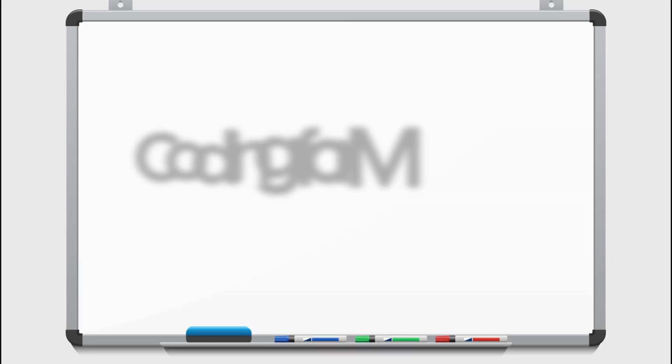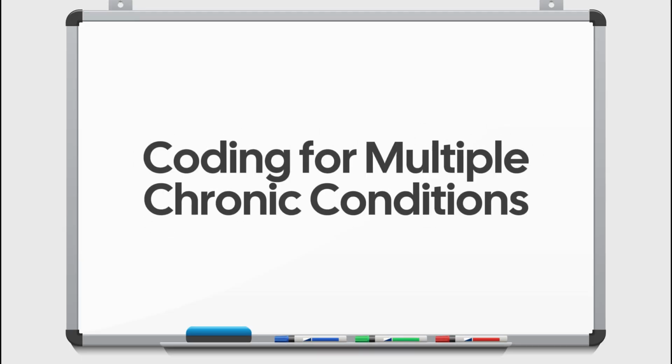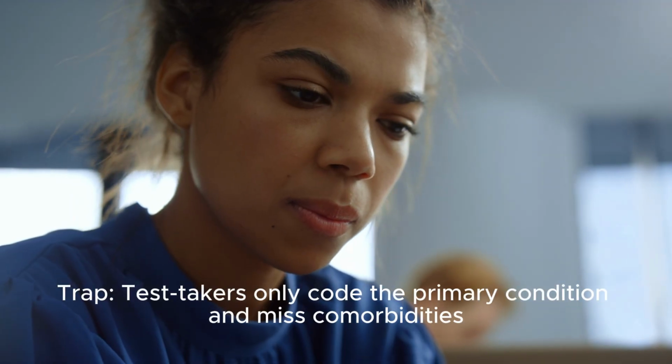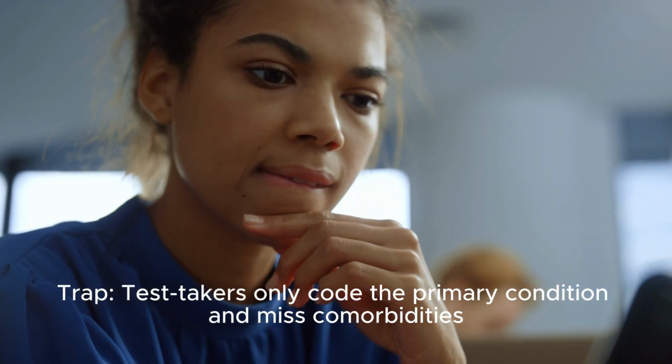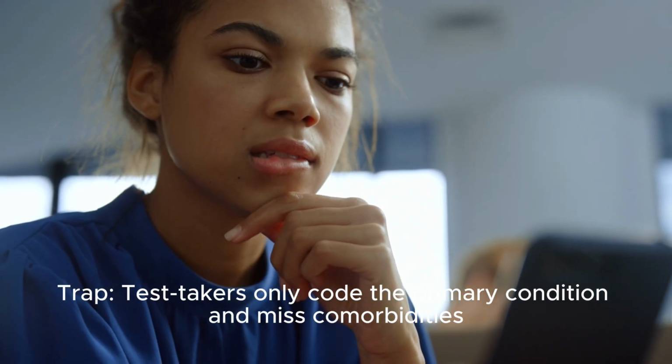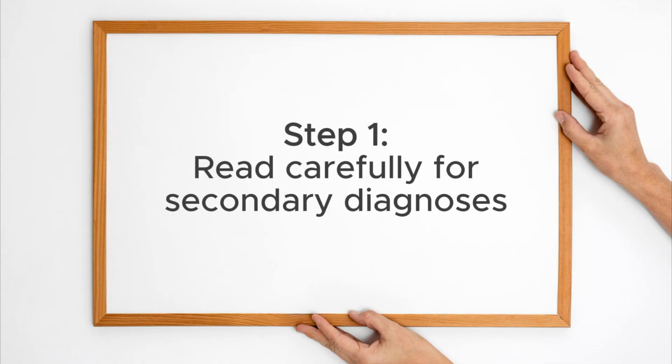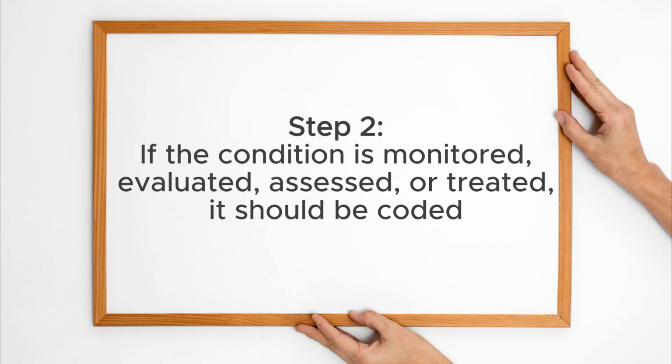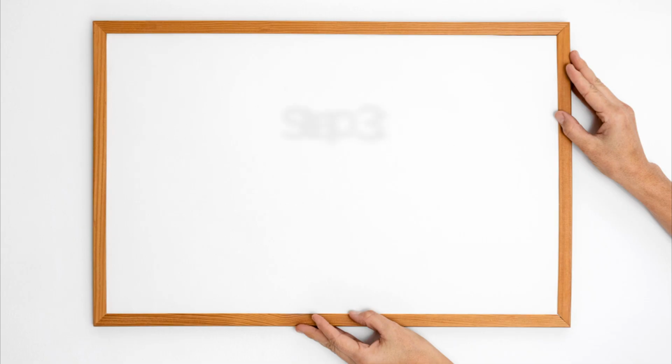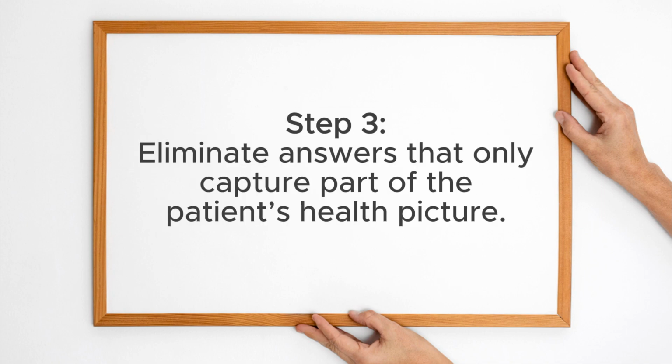Third, multiple chronic conditions. Risk adjustment requires you to capture every condition that's documented and meets coding guidelines. Trap: test takers only code the primary condition and miss comorbidities like obesity, CKD, or long-term insulin use. Hack. Step 1. Read carefully for secondary diagnoses. Step 2. If the condition is monitored, evaluated, assessed, or treated, it should be coded. Step 3. Eliminate answers that only capture part of the patient's health picture.